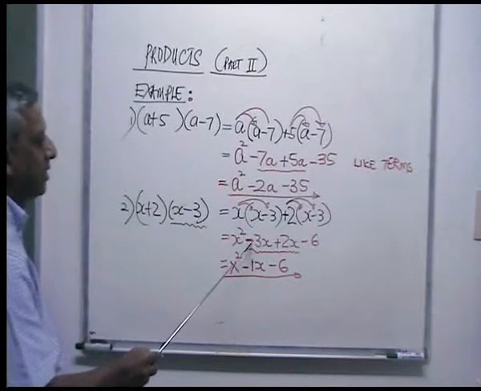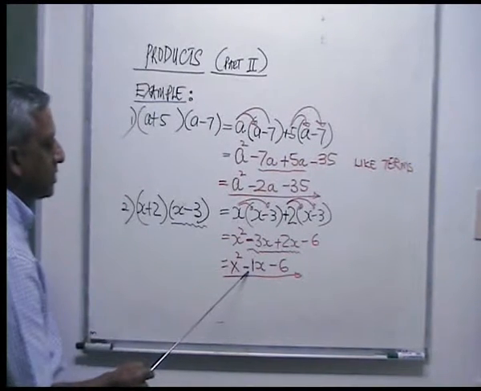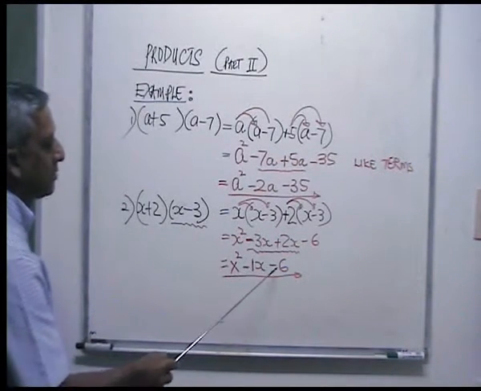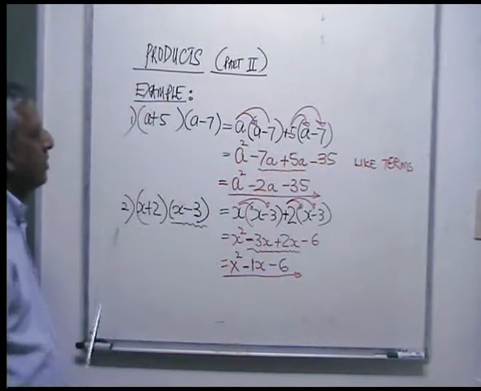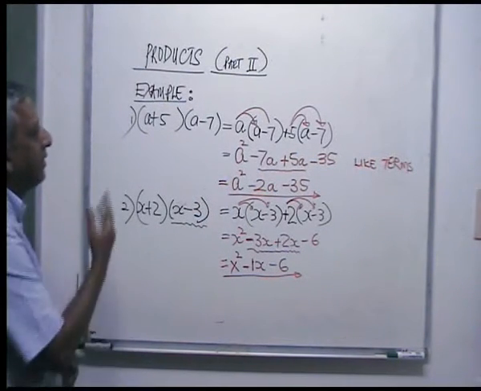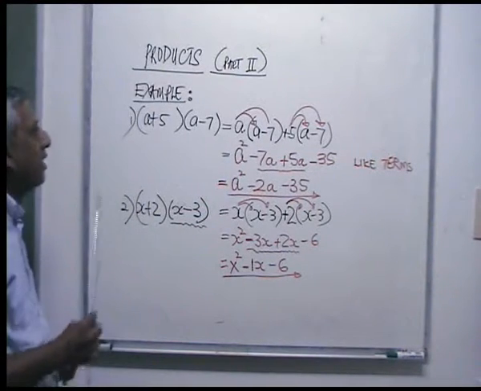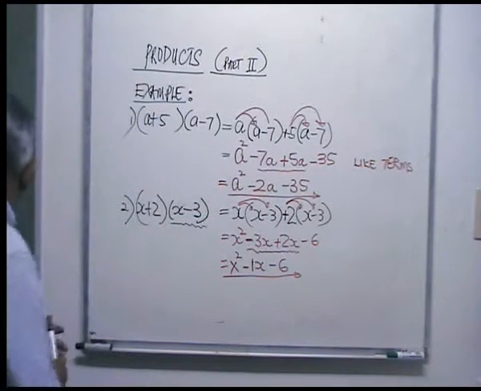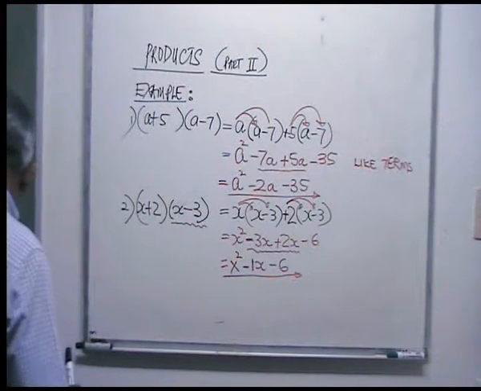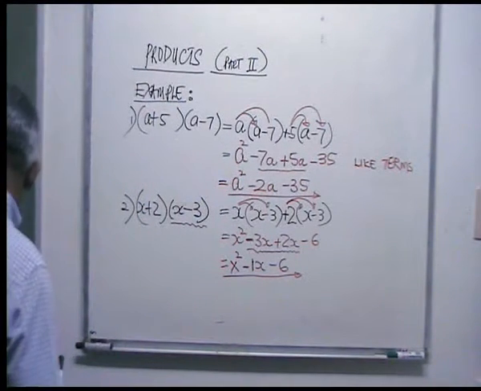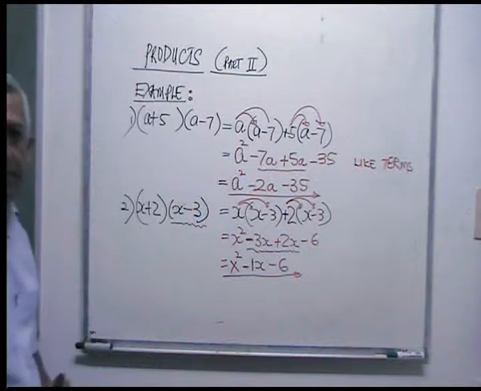Just bring down the x squared. Minus 3 plus 2 gives you minus 1. Minus 1x, minus 6. Alright, so let me just give you a few examples to try. And you will try them, and then we'll move on to another type of example. Alright, so just get ready for an exercise.